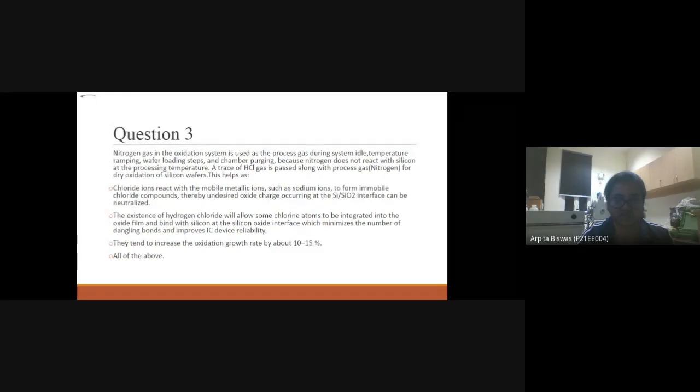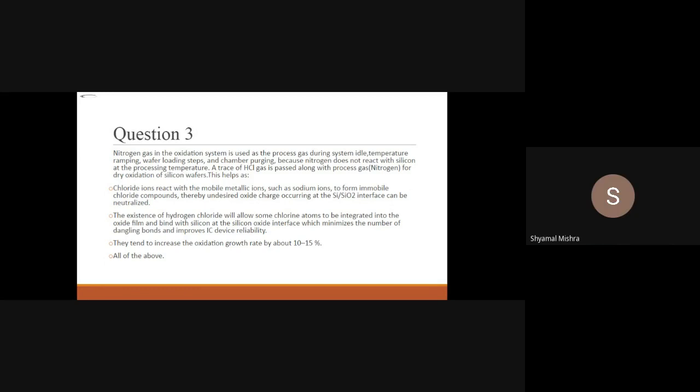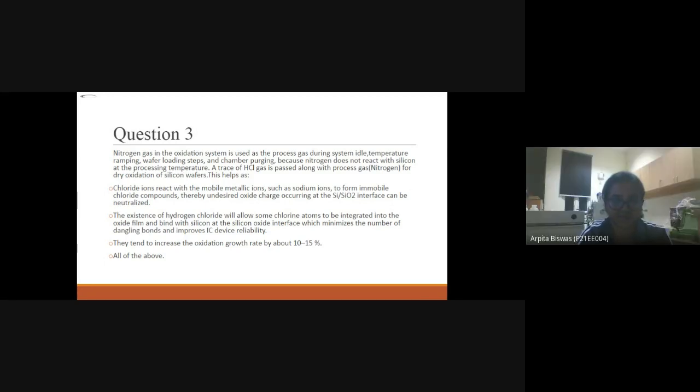Shamal, yeah, I'm trying, but I think all of above is right. Yes, the right option is all of the above. Because for using the nitrogen gas, the chloride ion reacts with the mobile metallic ions, such as the sodium ions, to form the immobilized chloride compound, and also it increases the growth rate about 10 to 15%.